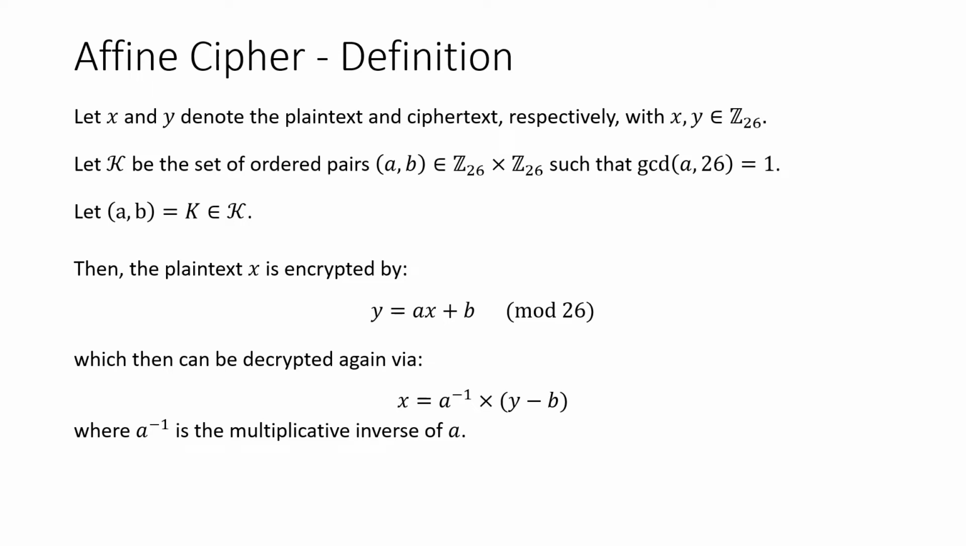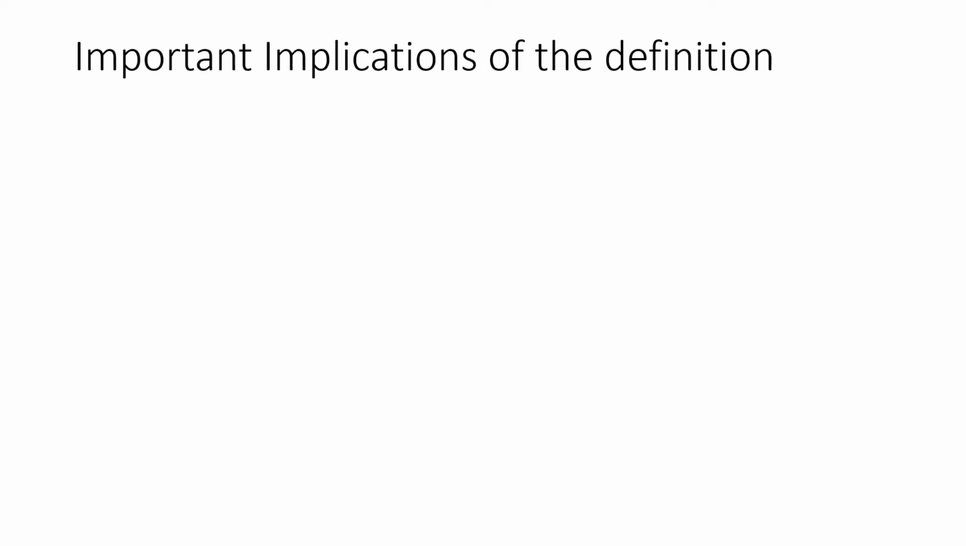So now before going over the example, there are some important implications in this definition that are worth going over a little bit deeper. So we're going to do that first, and then we are going to have a look at an example of Affine Cipher. We just saw the definition of Affine Cipher. It was mentioned that a permissible key is an ordered pair A and B such that the GCD of A and 26 is 1.